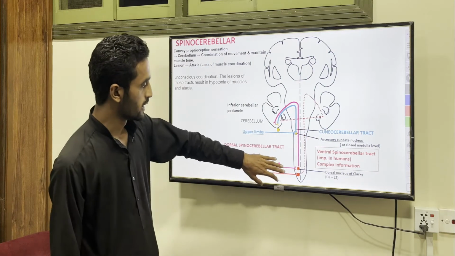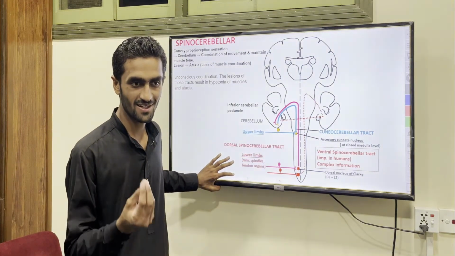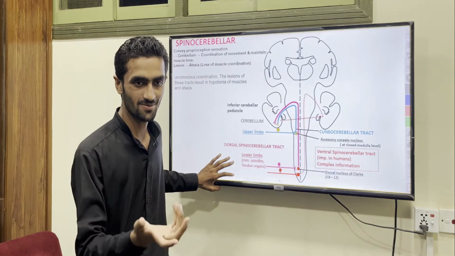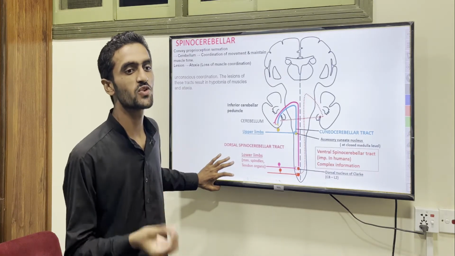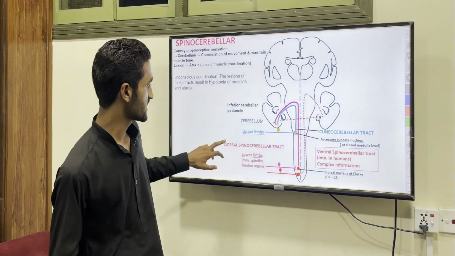So I have discussed the lower limb. Our remaining one is the upper limb. We need another pathway. That is the cuneo-cerebellar pathway. What is the cuneo-cerebellar pathway?